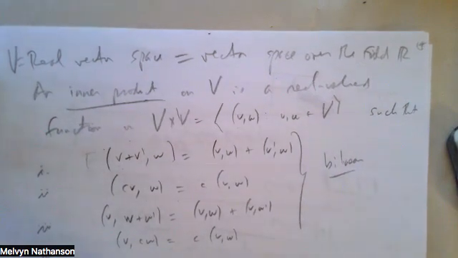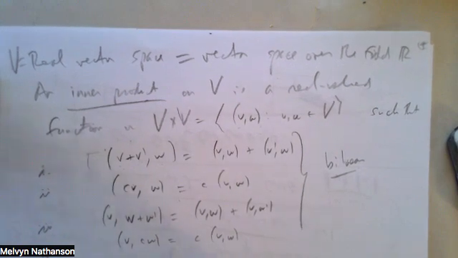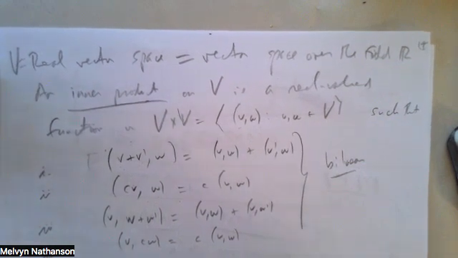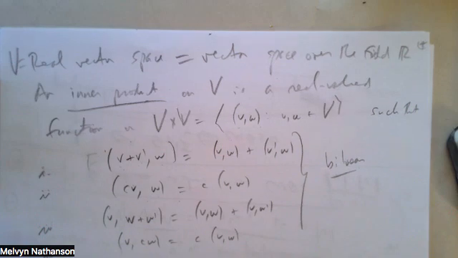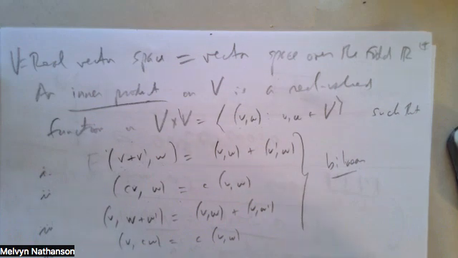And we say that this is positive definite if the inner product of every vector with itself, which is a real number, is always positive for all non-zero vectors V. And we say that this inner product, this function, is symmetric if the inner product of V with W is the same as the inner product of W with V for all vectors V and W in the vector space.